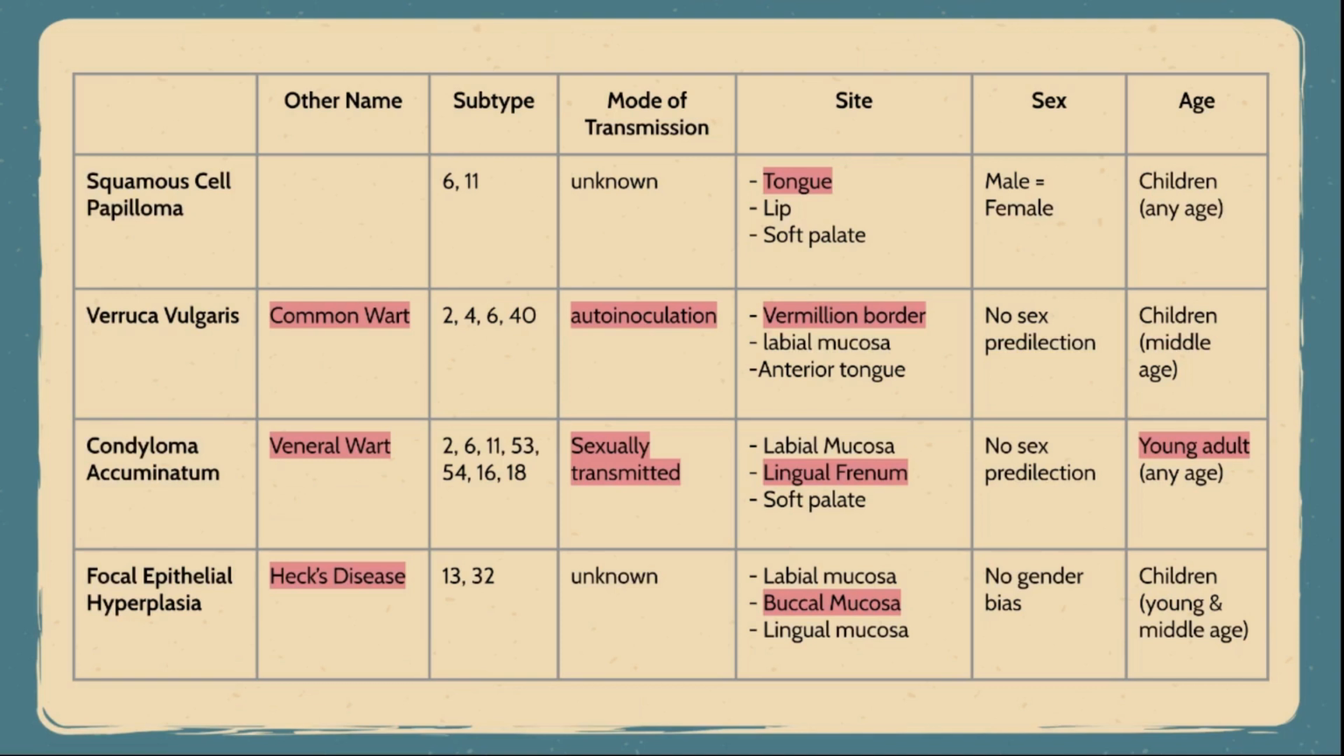The first reactive neoplasm that is caused by HPV is squamous cell papilloma. It is commonly due to HPV of subtype 6 and 11 with unknown mode of transmission. It usually infects the tongue, lip, and palate among children at any age.